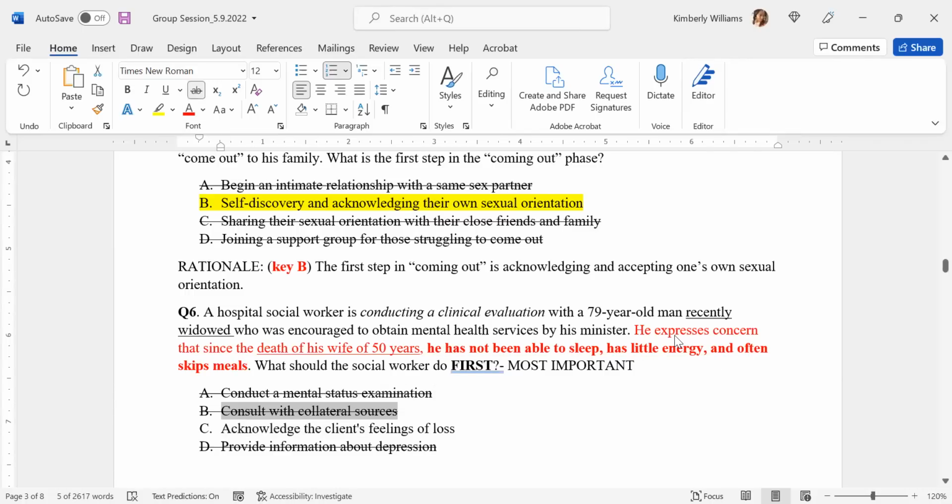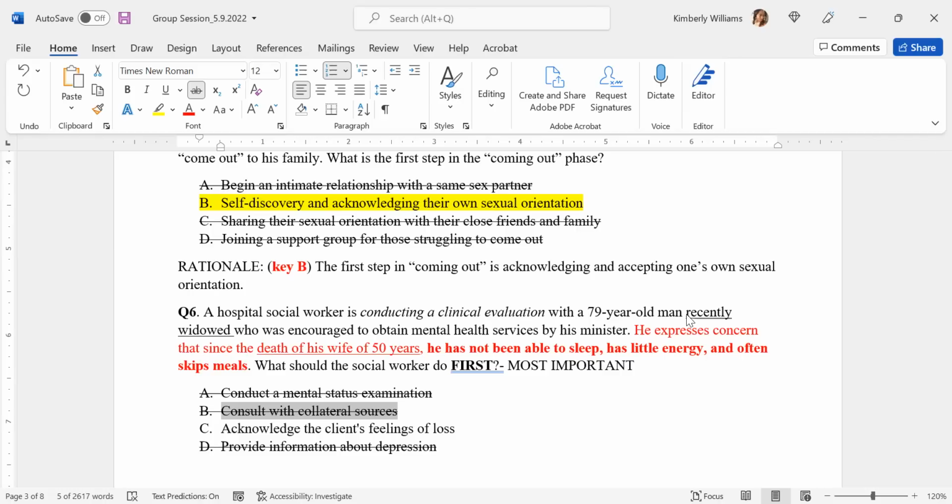So in this case, because it specifically tells you that he expresses concern since the death of his wife, this man is grieving his wife. And this is recent, y'all. Whenever I see something that recently happened, I pay attention to it because the time frames will tell you a lot. And so this is something that just happened.